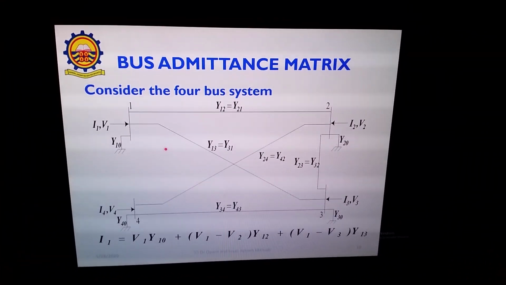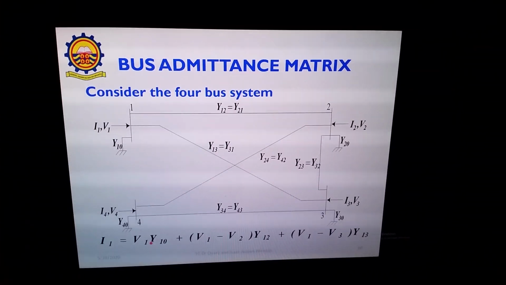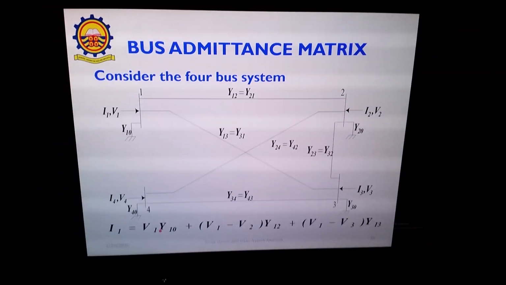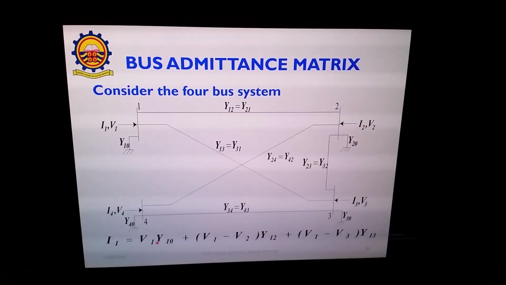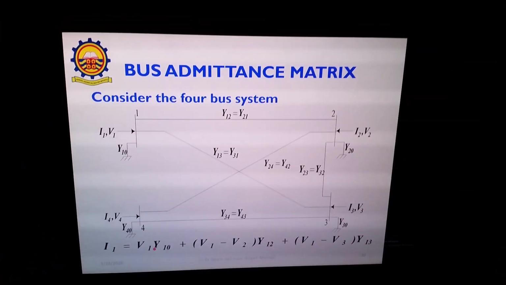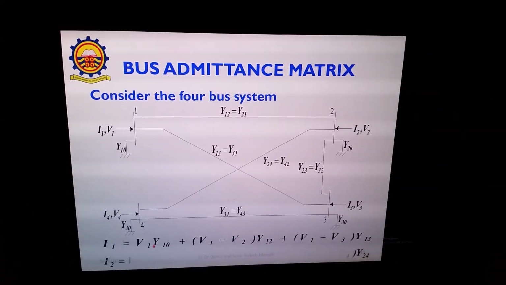Looking at this bus bar, we got to this point and then we calculated our I1. Today we are going to continue as we calculate our I2.